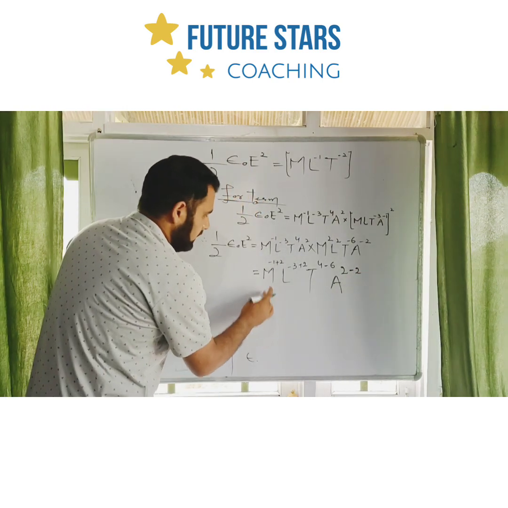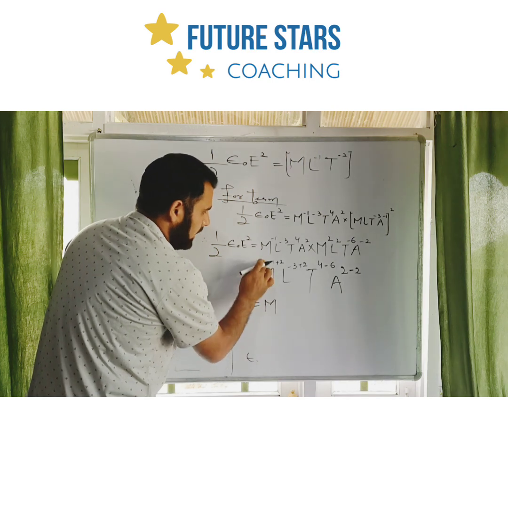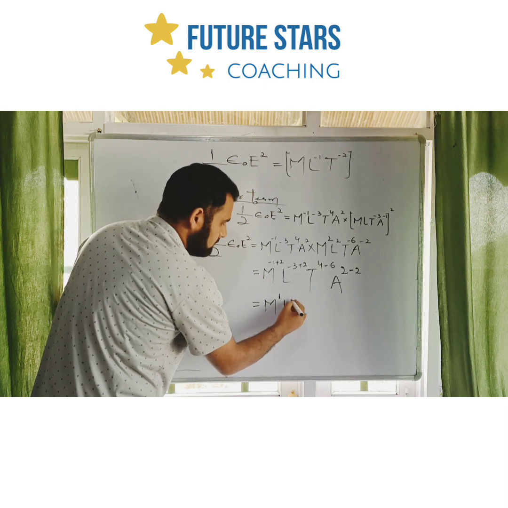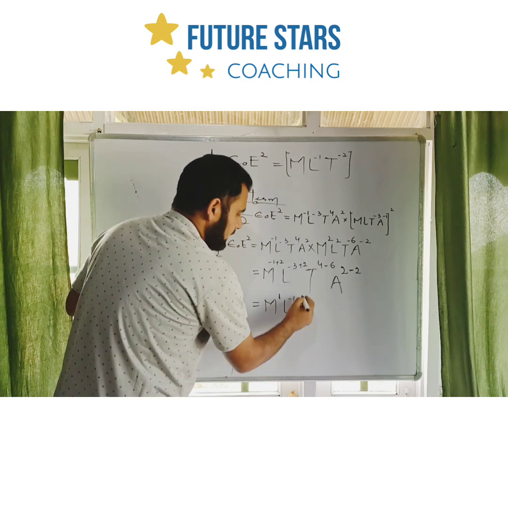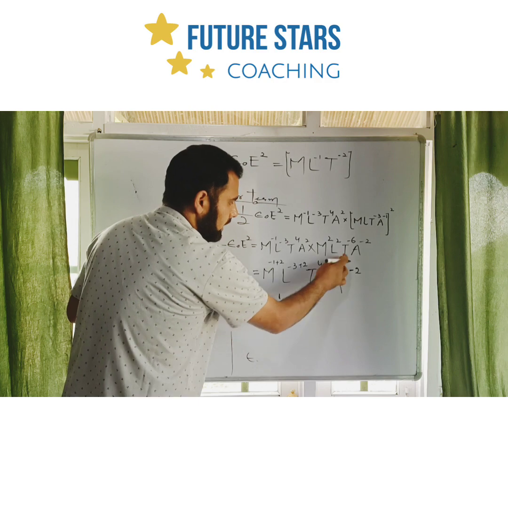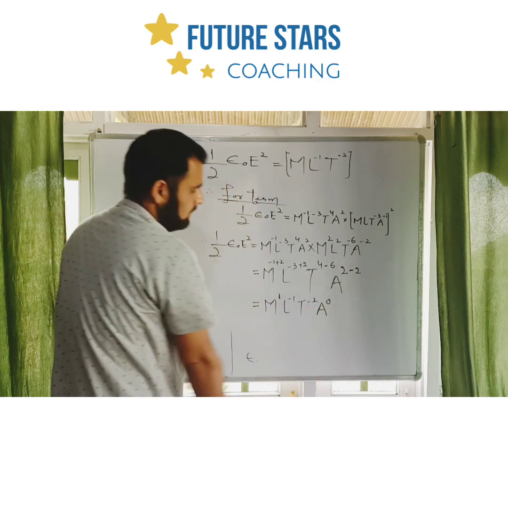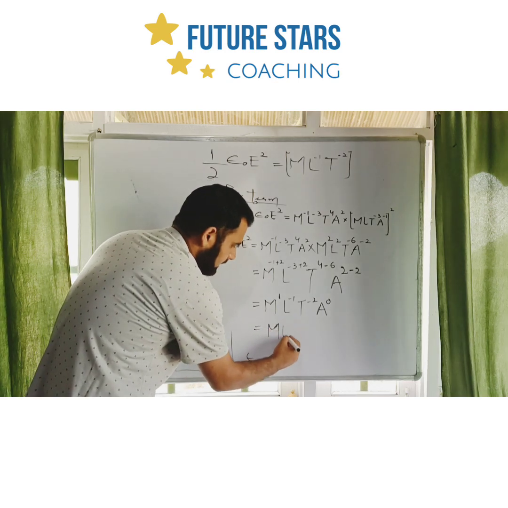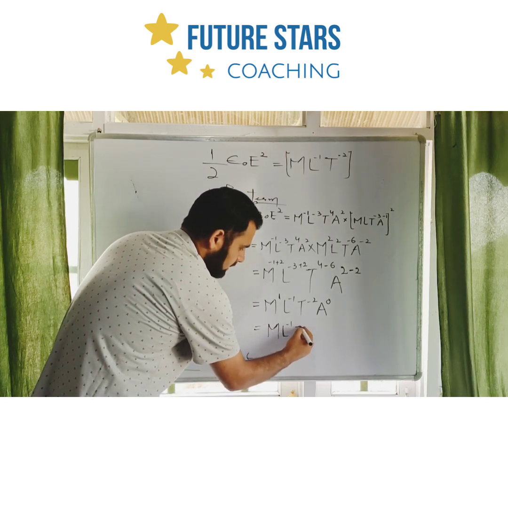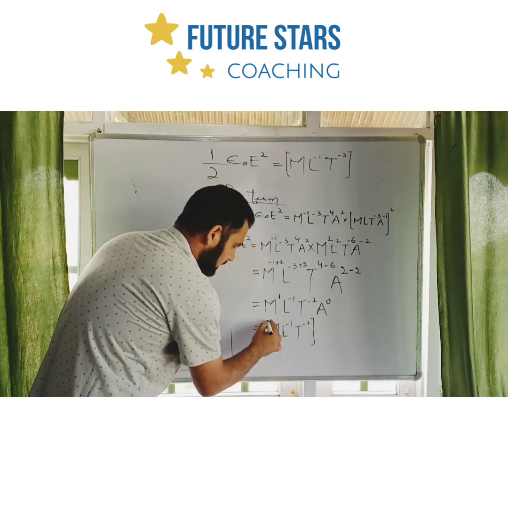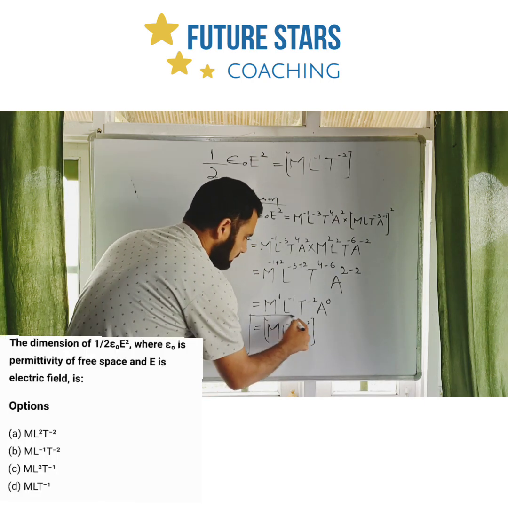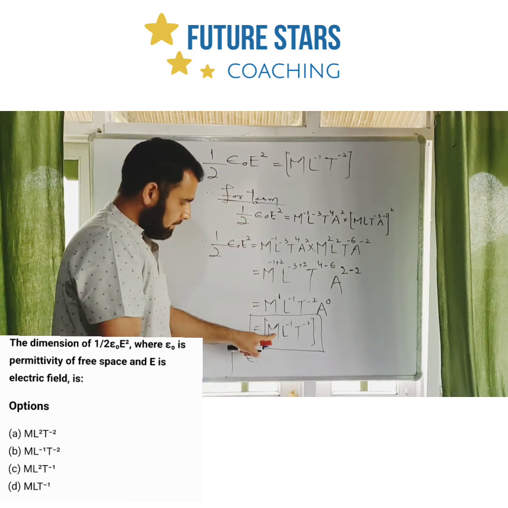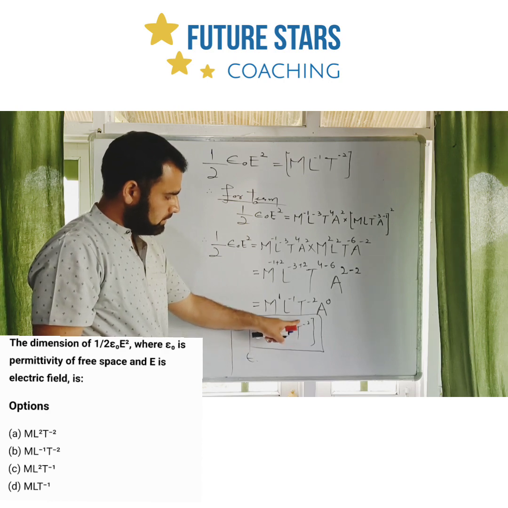Now you can check here. It is M raised power minus 1 plus 2, it is M raised power 1. Minus 3 plus 2, it is L raised power minus 1. 4 minus 6, it is T raised power minus 2. A raised power 2 minus 2, it is A raised power 0, and anything raised power 0 is 1. So it is M L raised power minus 1, T raised power minus 2. Again the dimensional formula of energy density 1 by 2 epsilon naught E square is M L raised power minus 1, T raised power minus 2.